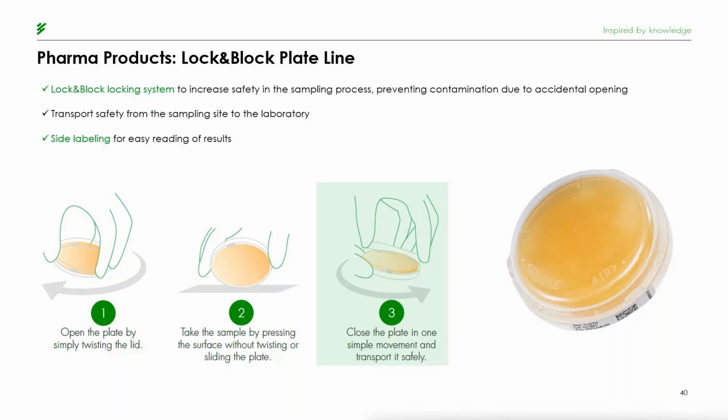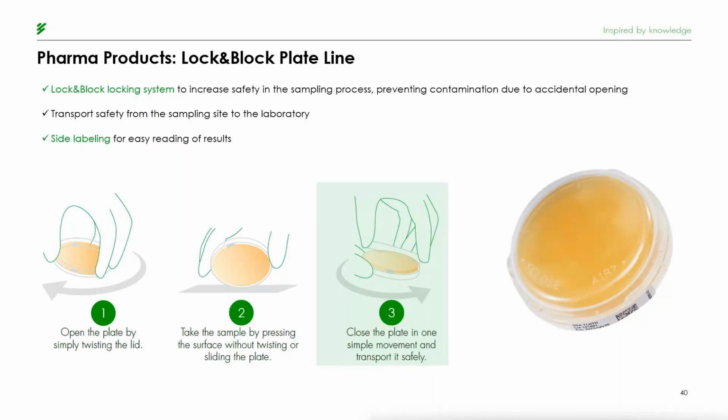The transportation from the sampling location to the laboratory is safer, and also these have a lateral labeling, here we can see it, to make it easier to read the results. The lock and block mechanism is very simple. Just by turning the lid, we have two closing positions. Close, that you might be able to read here on the plate, for a hermetic lock, and air here on the other side for a minimum opening for incubation, and with the side labeling, as I said, to facilitate the reading of the plate.